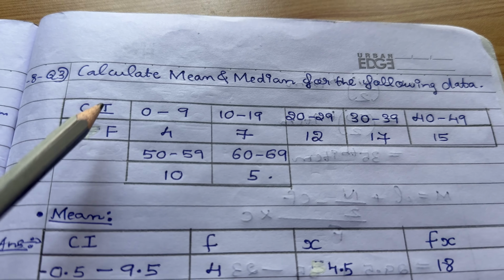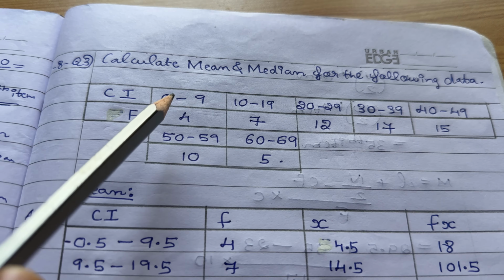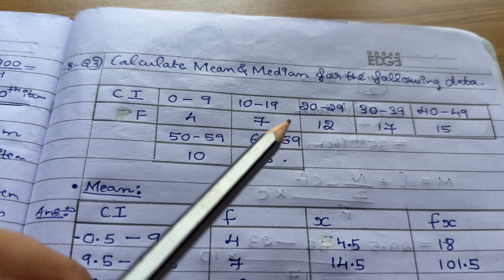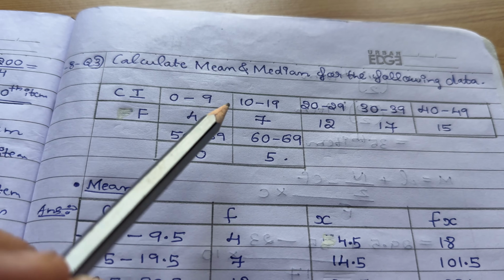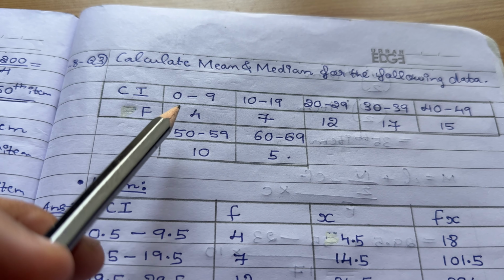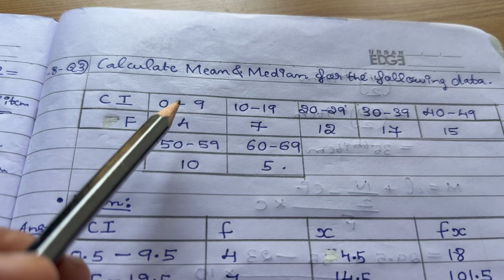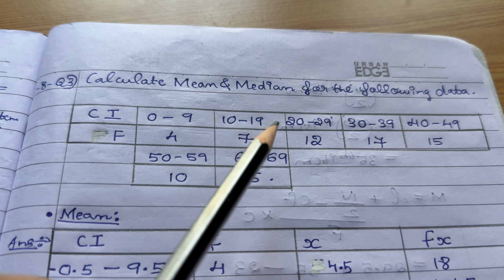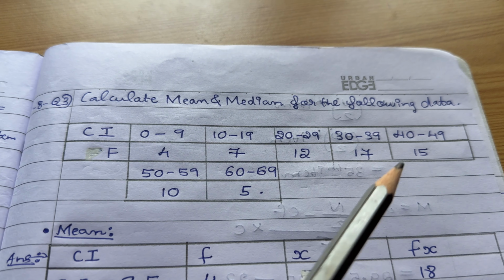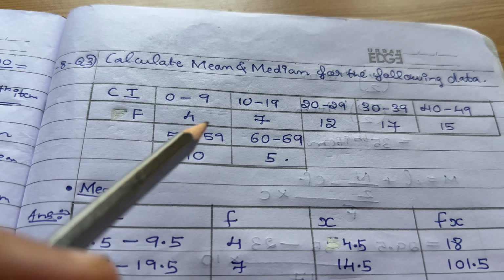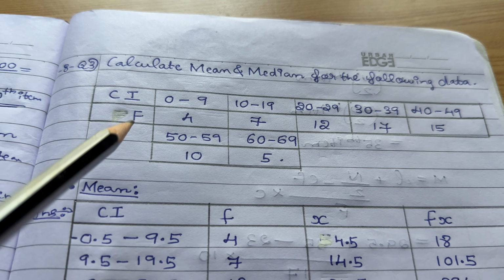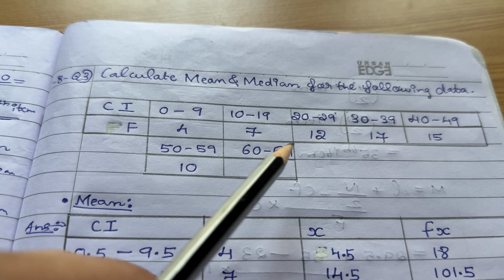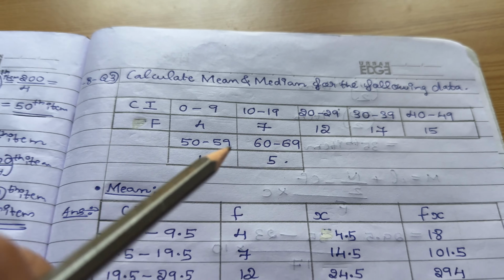Can you see what type of class interval they have given? Is this inclusive series or exclusive series? This is inclusive series. See, it is not continuous. We have to change it to exclusive series actually. So 0 to 9, 10 to 19, 20 to 29, 30 to 39, 40 to 49, 50 to 59, 60 to 69. Class interval is given. And frequency 4, 7, 12, 17, 15, 10 and 5 is given.